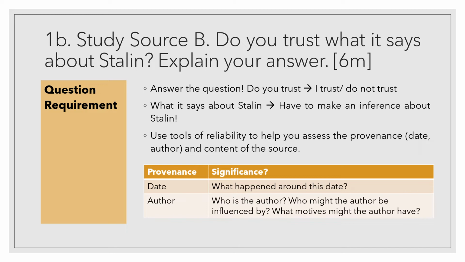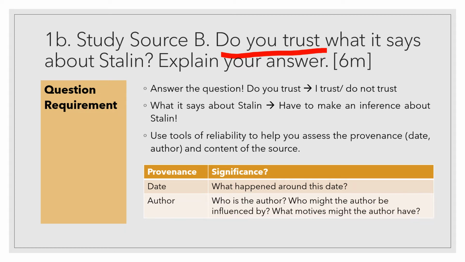For our second question, you have to study source B. Please flip and look at source B right now. Okay, do you trust what it says about Stalin? Explain your answer. Now, the question requirement is to, first of all, answer the question. Do you trust? Tell me, do you trust? You say, I trust. Or if you want to say that the source is unreliable, you say, I do not trust. You have to make the decision and state this clearly.